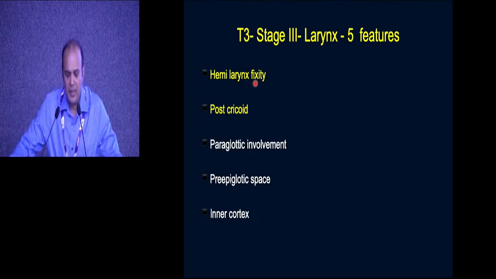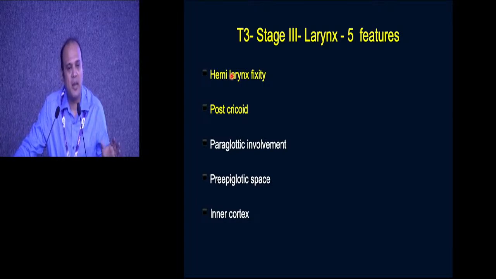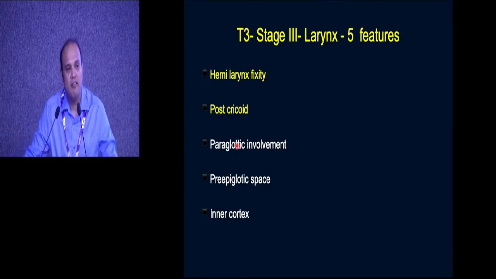In T3, these five things can make a larynx T3. And 2 are clinical, and 3 are only radiological. This is given in different color. Hemilarynx fixity we can make by an endoscopy, and post-cricoid involvement can also be made out. But the paraglottic fat involvement, the pre-epiglottic space, inner cortex, this can only be made out by radiology. That's the importance of radiology.